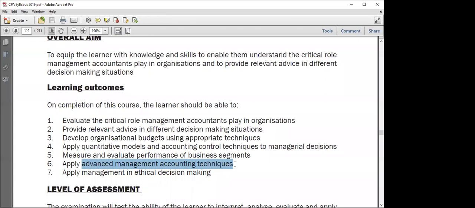We shall look at advanced management techniques that are coming up to see how we can incorporate them in the way we support management when it comes to decision making, as well as making sure that we apply the aspect of ethics in decision making.